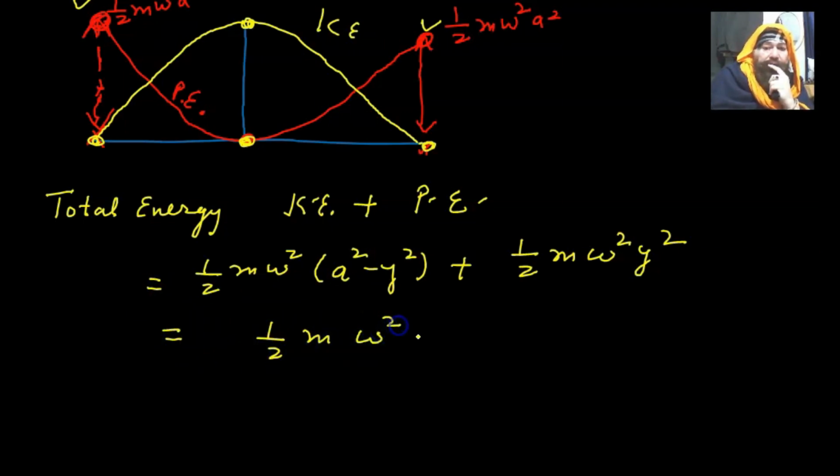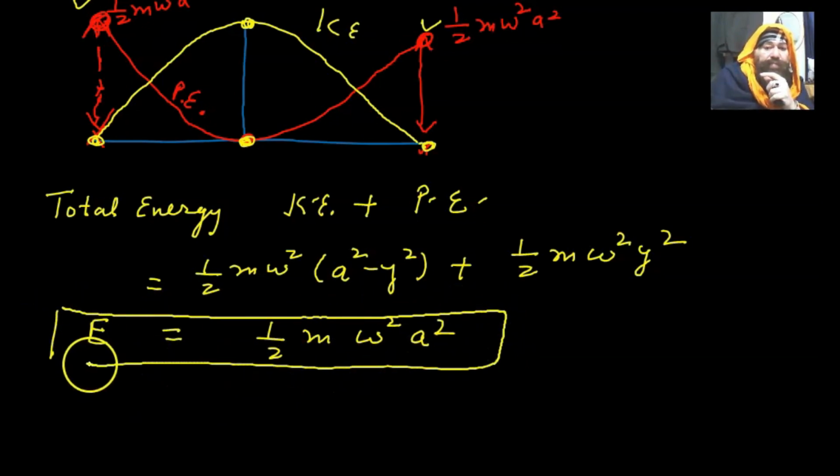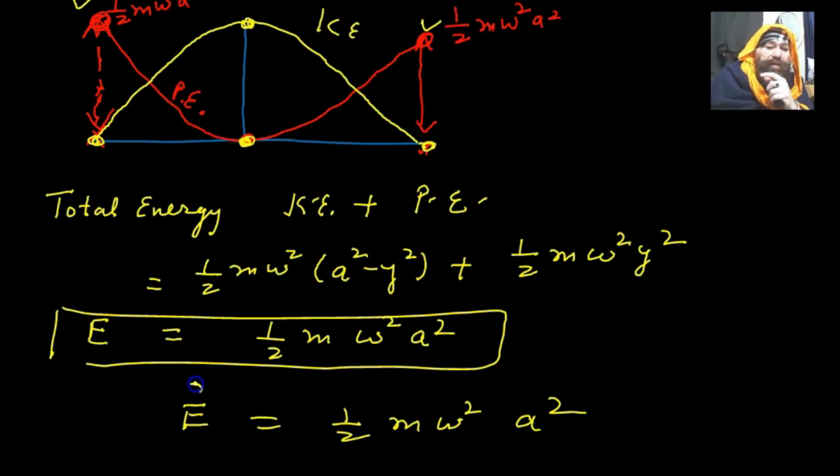So open the bracket. Total energy becomes half m omega square a square, because minus y square and plus y square cancel out. And total energy remains constant, you know. Total energy is half m omega square a square. It is independent of displacement or velocity. It only depends upon the amplitude and the angular frequency.